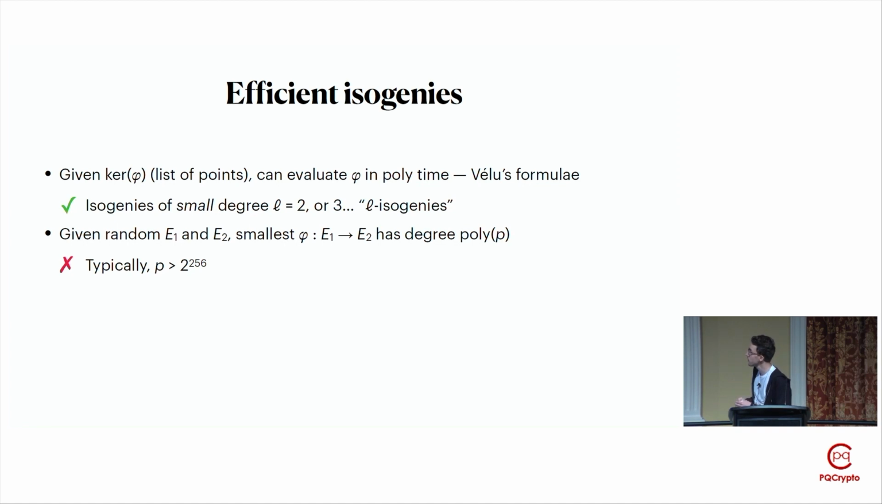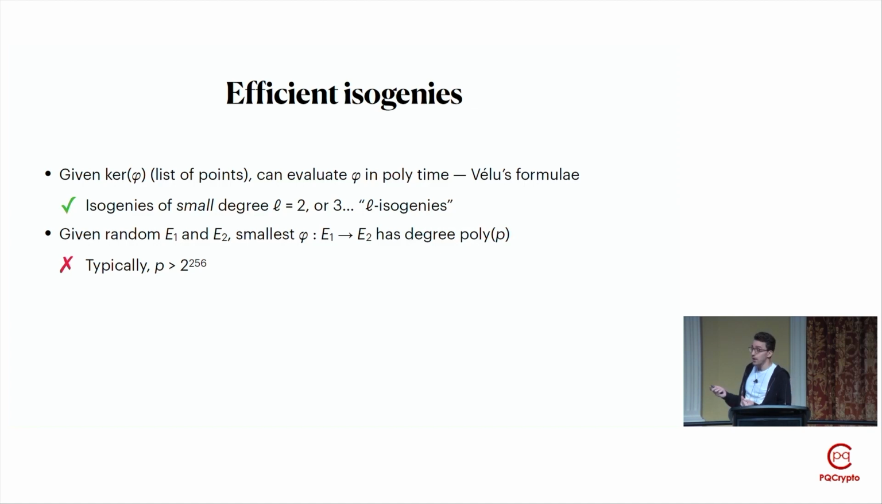And in the isogeny problem, I give you two elliptic curves, and I'm asking you to return an isogeny between them. But typically, the smallest degree isogeny that's going to exist will have degree polynomial in p. p is the characteristic of my field. And in cryptography, most of the time, you're going to think about p larger than 2 to the 256. So you cannot represent a kernel of that size by listing its points.